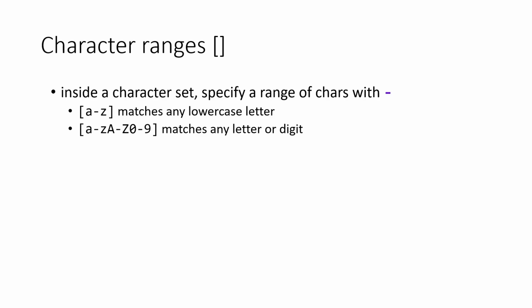Next, I'll talk about character ranges, which you will do inside square brackets. Inside a character set, you can specify a range of chars with the dash. So if I have square brackets, lowercase a-z, then it matches any lowercase letter. If I have a-z lowercase, capital A-Z, and then 0 through 9, then that's going to match any letter or digit.